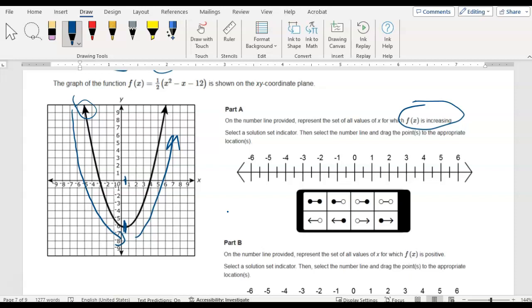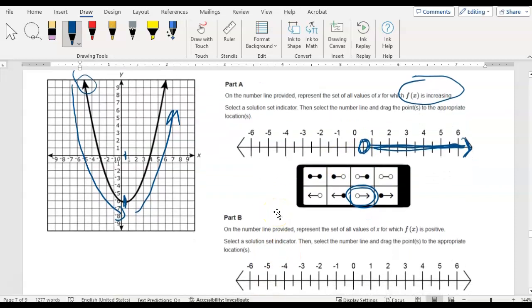Now at that point, it's at the very bottom. So it's not increasing at that point. So we are going to leave that as an open circle. And then we are going to draw our arrow to the right because after 0.5 is when our graph is increasing. So in your technology, you would choose this arrow right here and you would put that on the graph at 0.5.